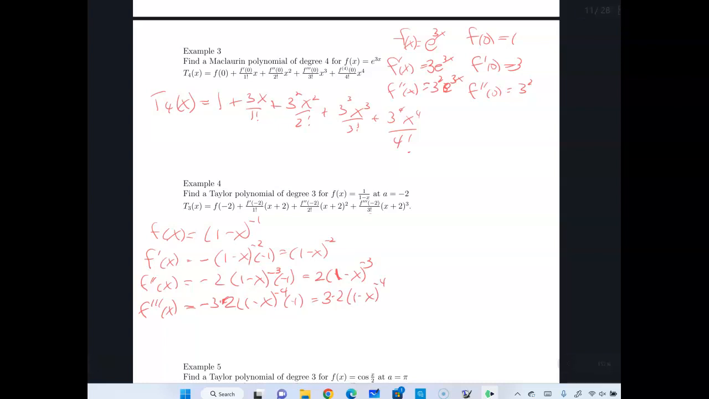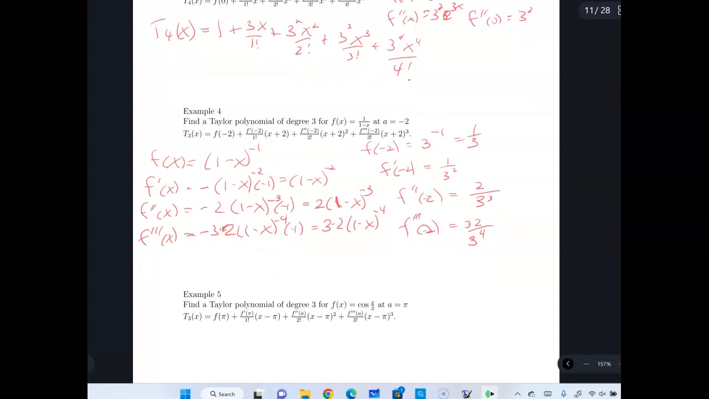All right, so now I'm plugging in negative 2. Ooh, this is a little bit challenging. So I'd put in the negative 2. I have 1 plus 2, so that's 3 to the negative 1, or 1/3. So f prime of negative 2 is going to give me 1 over 3 squared. And then f double prime of negative 2 will give me 2 over 3 cubed. And then the triple prime of negative 2 will give me 3 times 2 over 3 to the 4th power. So now I go and put it all together.